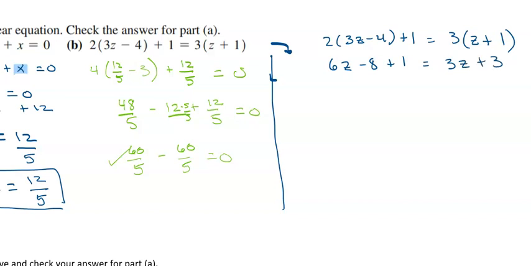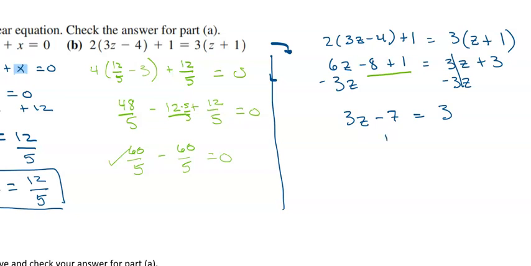Now we need to put everything together. By that I mean put like terms together. So 6z minus 3z is 3z. Minus 8 plus 1, so I'm going to combine these two because they're like terms. So negative 8 plus 1 is minus 7, and that equals, on the right side, all I have left is 3. So now this has become a much simpler problem.